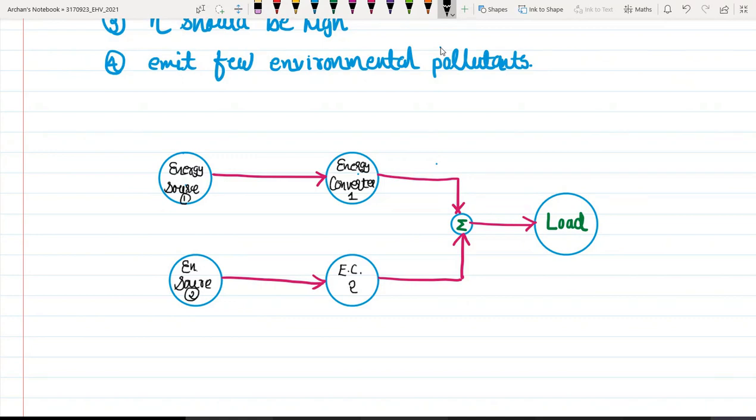Let us say this energy converter 2, or you can say this power train 2. This is my power train 2 and this one is powertrain 1. Okay, so this powertrain 2 is, let us say, bidirectional, and this powertrain 1 is unidirectional.